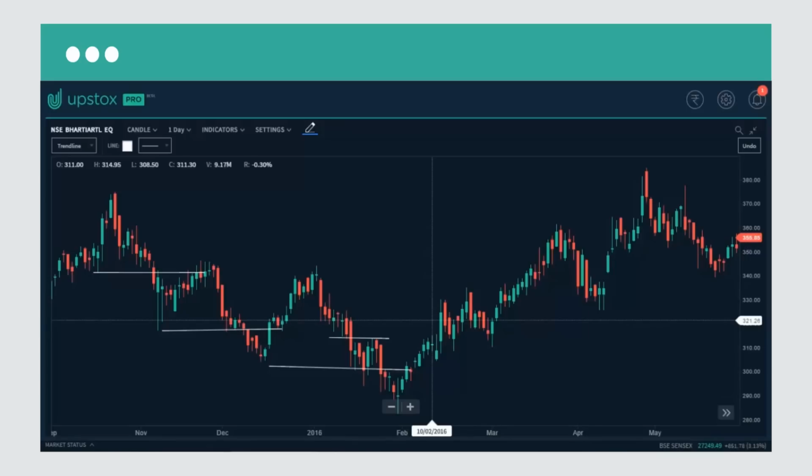All right, so that's a lot of information in one lesson. We've learned what supports are, we've learned what resistances are. Let's see how we can use this to our advantage to actually put on trades.